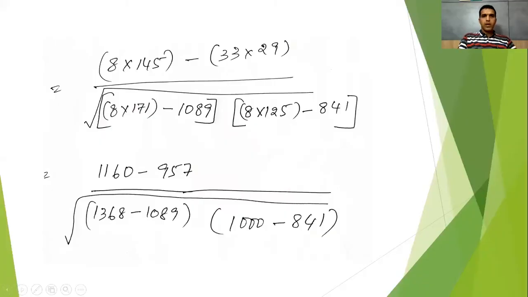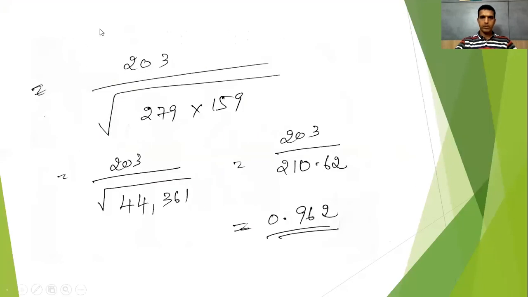So as you can see here, 8 into 145 minus 33 into 29, divided by root of 8 into 171 minus 1089, into 8 into 125 minus 841. I have just put the whole thing into the formula, whatever we received there. So you get results like this: 203 divided by root of 279 into 159, and finally 203 divided by 210.62, and the result you get is 0.962.